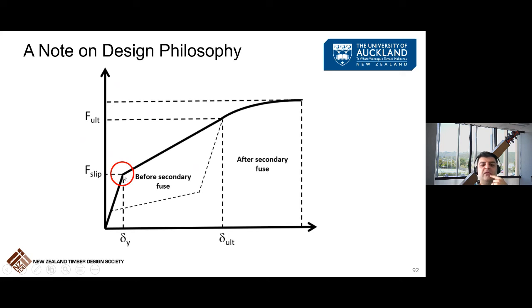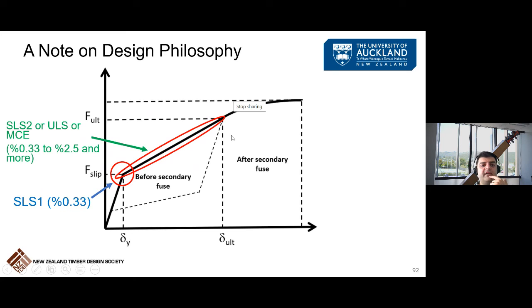The activation, conventionally known as the yield, but in this case it's not yield, it's slip, is the point that normally we use for SLS because we don't want devices to be activated at SLS1. So that's easy. This region, which is the post-slip positive stiffness of the building, can be used for SLS2, ULS, or MCE.